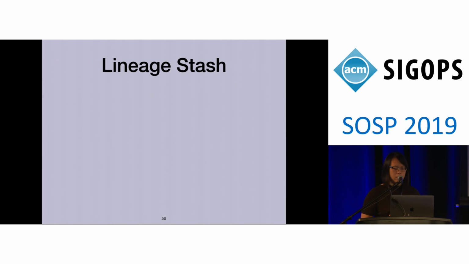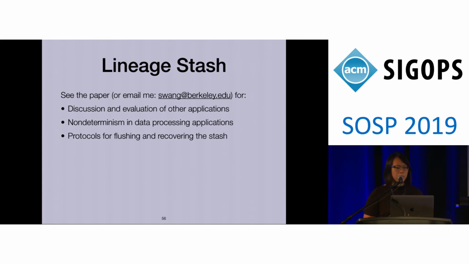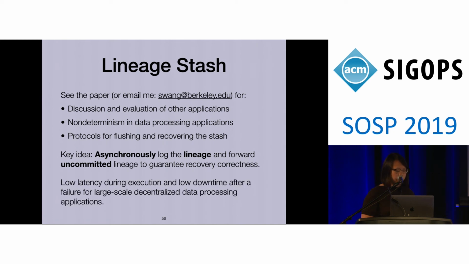So today I presented the Lineage Stash. I only had time to go through a few of the details, but you can see the paper for more details on other applications, on how to handle non-determinism in data processing, and also the full protocols for flushing and recovering the stash. The key idea in the Lineage Stash is to asynchronously log the lineage, and then to forward any uncommitted information to guarantee recovery correctness. And that's what enables us to get low latency during execution, as well as low downtime after a failure for large-scale and decentralized data processing applications. Thank you.